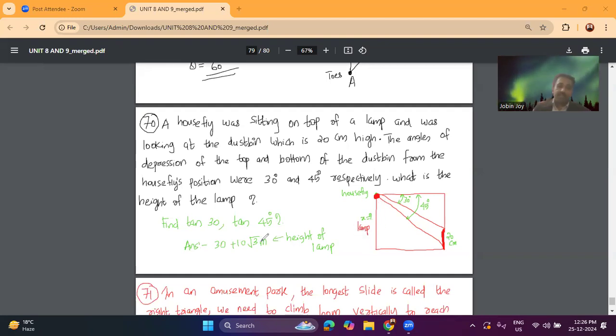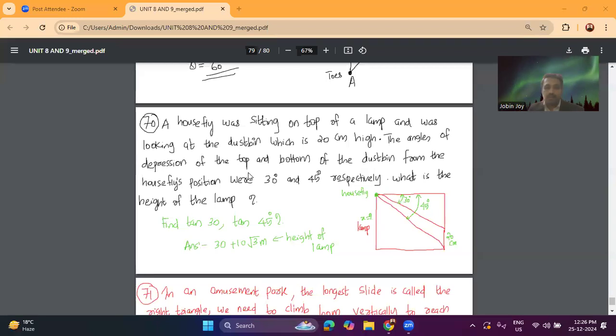Okay, so the steps are to find tan 30. If this is 30 degrees, this is 45 degrees. So you can apply tan 30 and tan 45 degrees, and finally you will get the height of the lamp. The height of the lamp is 30 plus 10 root 3 meters. Apply the trigonometric ratios and try to solve the problem. If you are not getting the solution, please let me know.